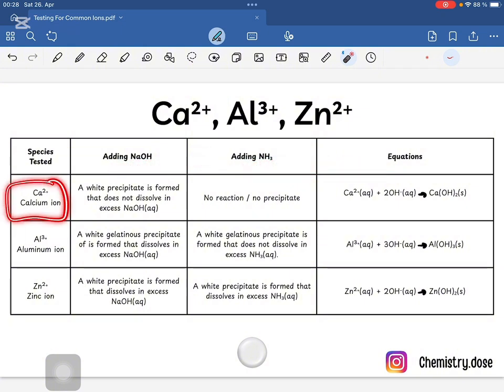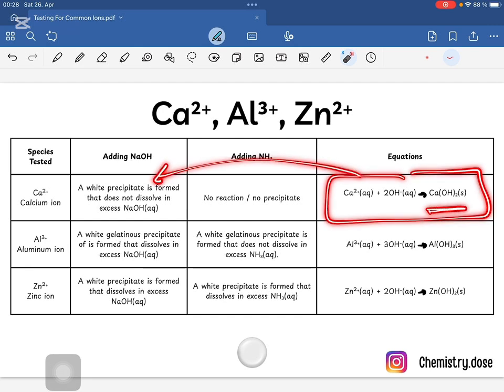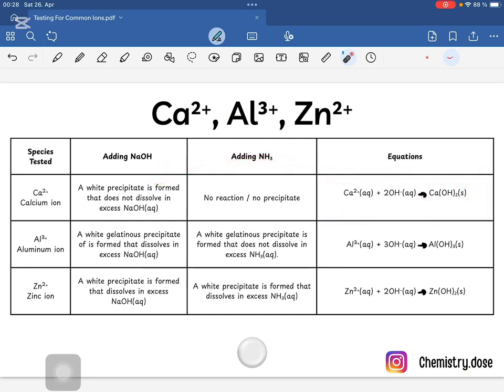So starting with Ca2+, it will form a white precipitate with sodium hydroxide, but it will not dissolve in excess. So if we add more NaOH, the white precipitate will not dissolve. And with NH3, there will be no reaction, no precipitate that's formed. The equation for the formation of the precipitate is this reaction, which will lead to the formation of calcium hydroxide, which is a white precipitate.